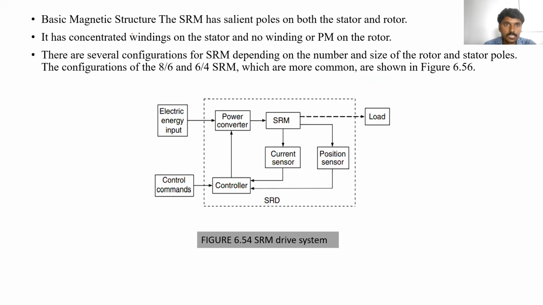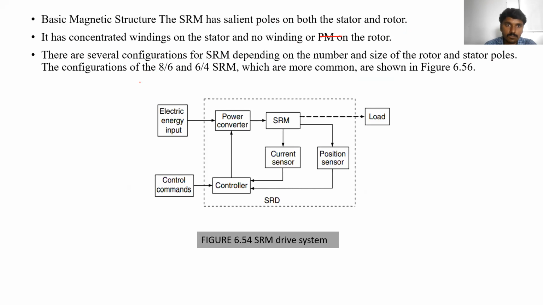The basic magnetic structure: the switched reluctance motor has salient poles on both stator and rotor. It has a concentrated winding on the stator, and no winding and no permanent magnet on the rotor circuit. There are several configurations for switched reluctance motors depending on the number and size of the rotor and stator poles.